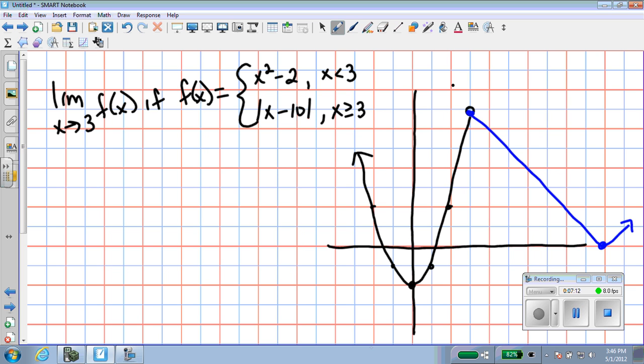So as we're approaching 3 from the left, the graph is approaching 7. As we're approaching 3 from the right, the graph is approaching 7. So even though this is two separate pieces, they do come together. So we would say the limit is 7.